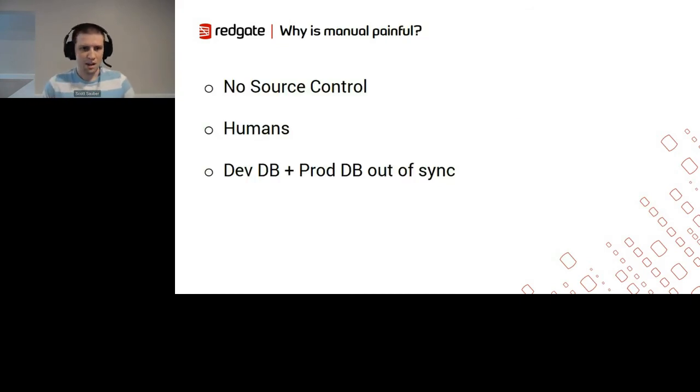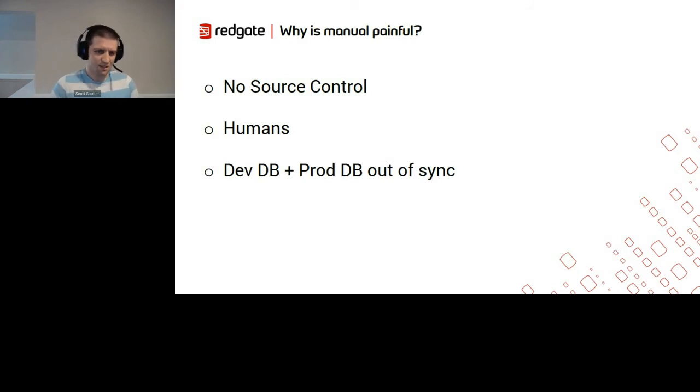So let's talk about why those manual processes are painful. I'm sure many of you have thoughts about why this is painful, and so this will come as no surprise to you. But first off, there's no source control for any of these manual processes, which is problematic because that means there's no traceability of who did what, when, and how they did it. And no, a comment at the top of a stored procedure or a view does not qualify as source control.